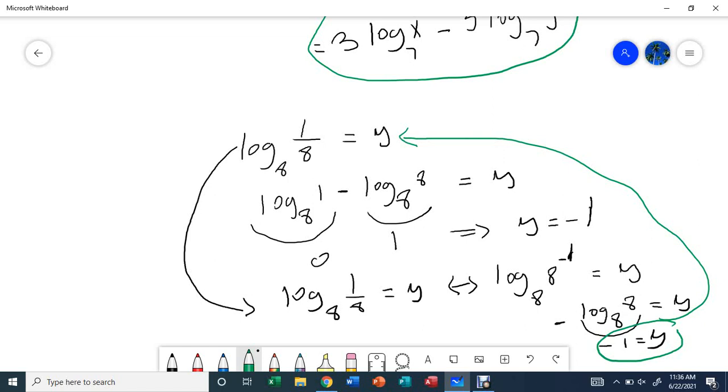So this is basically the most common properties of logarithms with a few examples.